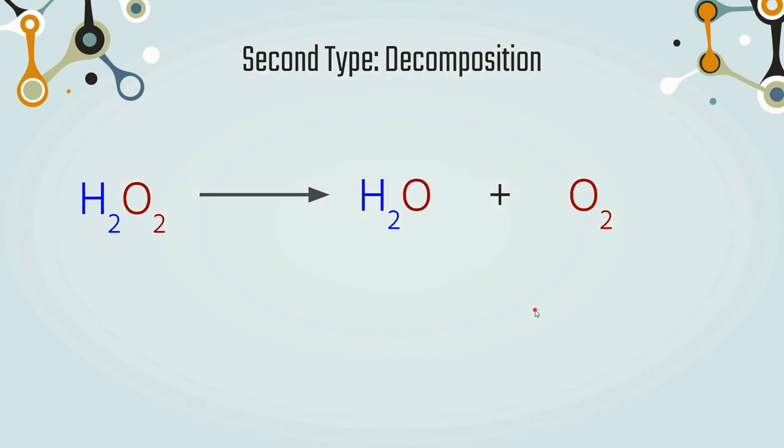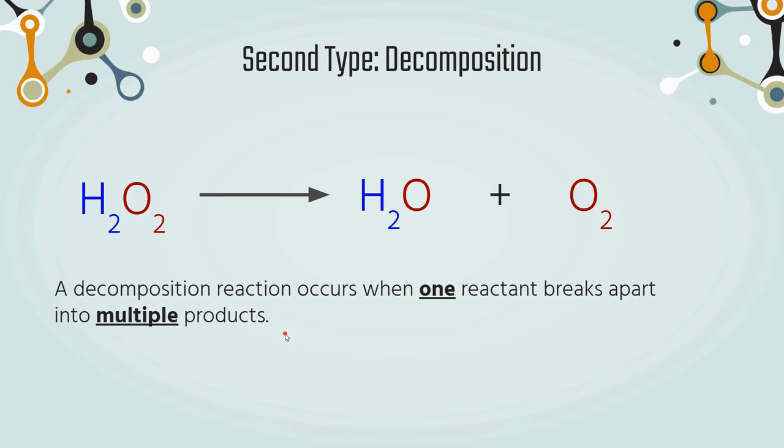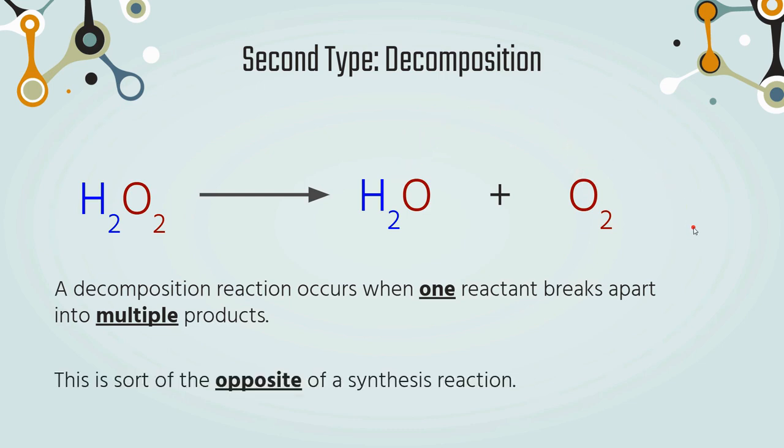Let's move on to our second type, decomposition. In this case, I have H2O2, or hydrogen peroxide, breaking up into water and oxygen gas. A decomposition such as this is one where one reactant, H2O2 in this case, breaks apart into multiple products. In this case, H2O or water and O2. It's sort of the opposite of a synthesis reaction. One reactant is breaking into multiple products. And remember, in synthesis, multiple reactants were becoming one product. So these are the opposite of one another.